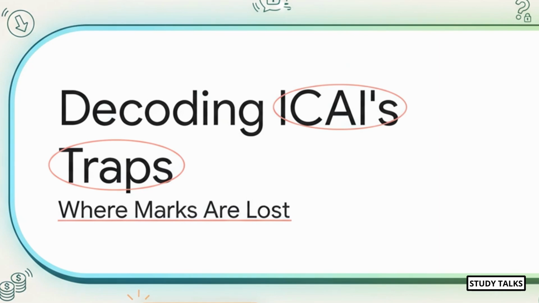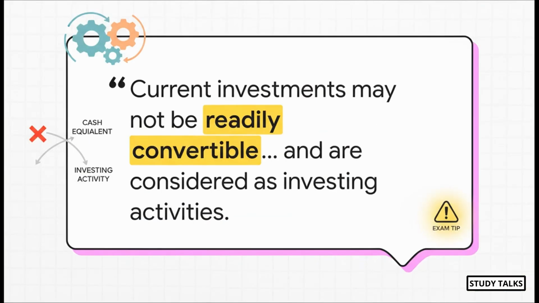Section 5, decoding ICAI's favorite traps. I need you to pay very close attention here. This is where easy marks are either won or lost. All right, trap number 1, current investments. Your brain sees the word current and immediately wants to lump it in with cash equivalents. Don't do it. That is a classic ICAI trap.